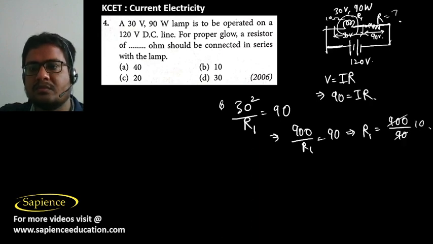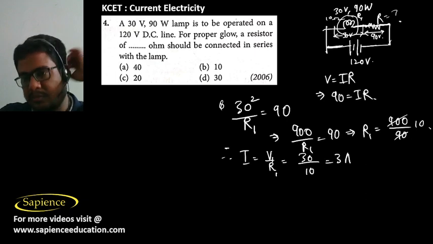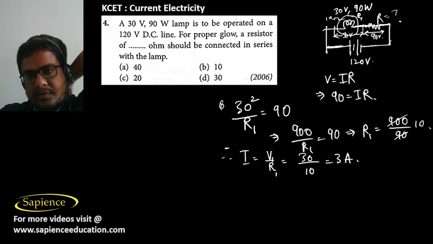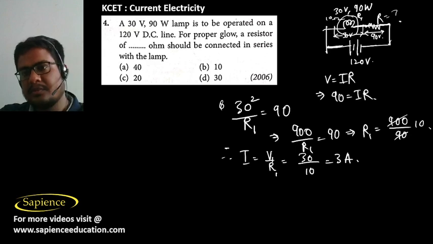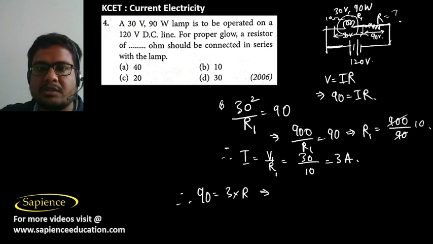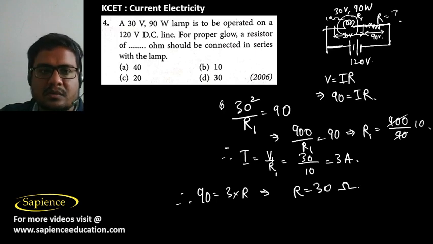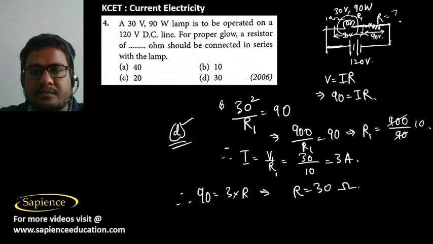This is 10 ohm. So therefore the current will be equal to V1 by R1. So V1 is 30 volt divided by R1, that is 10. So this is 3 ampere. So 3 ampere current is flowing. Therefore I is 3 ampere. Therefore 90 equals 3 into R. So then we can find how much resistance should be connected in series with the lamp. R should be 30 ohm. Option D is the correct answer.